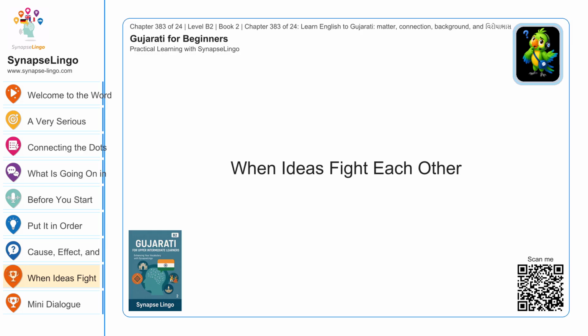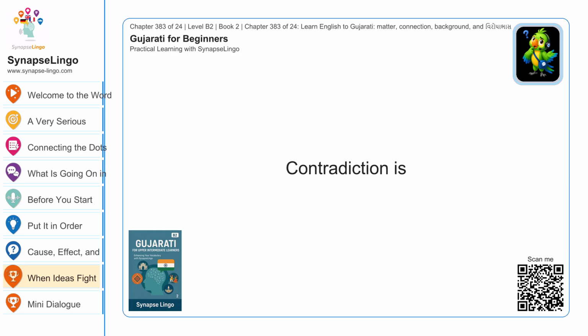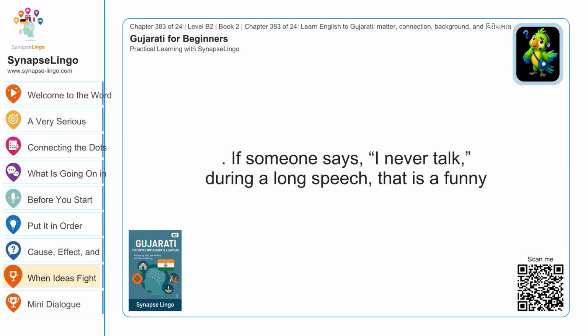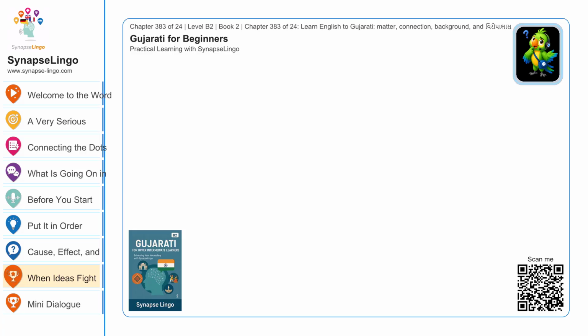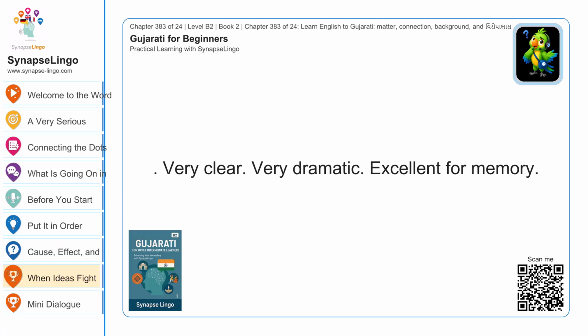When ideas fight each other. Our last big word is perfect for debates, detective stories, and awkward conversations with people who change their story every 2 minutes. Contradiction is વિરોધાભાસ. If two reports do not match, there is a વિરોધાભાસ. If someone says, "I never talk," during a long speech, that is a funny વિરોધાભાસ. Imagine two arrows pointing in opposite directions under a giant sign, વિરોધાભાસ. Very clear, very dramatic, excellent for memory.